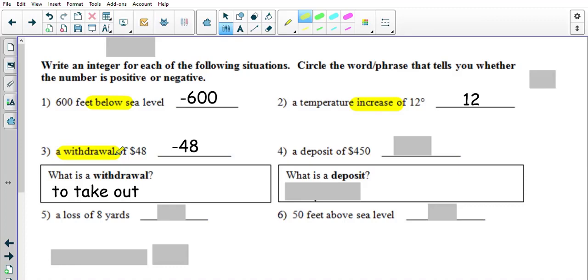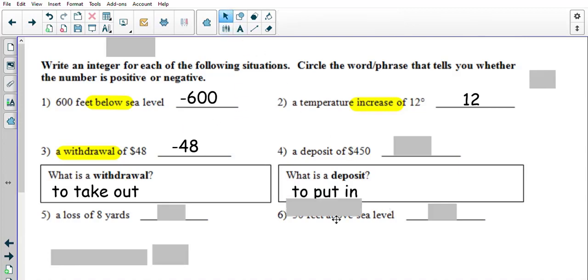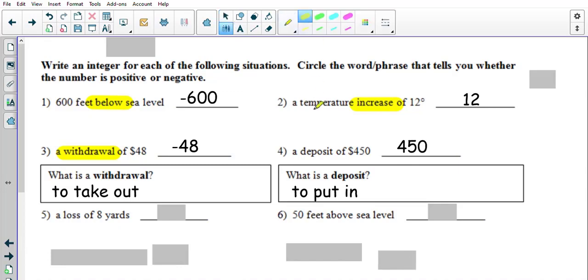Number 4, a deposit of $450. What is a deposit? Well, it's kind of like the opposite of a withdrawal. A deposit means to put in. So you're putting money in your bank account. We can use deposit in terms of other situations, but a lot of times we use bank account to represent that. You can hear my 2-year-old in the background. So a deposit of $450 is going to be a positive value because we're putting money into our account.